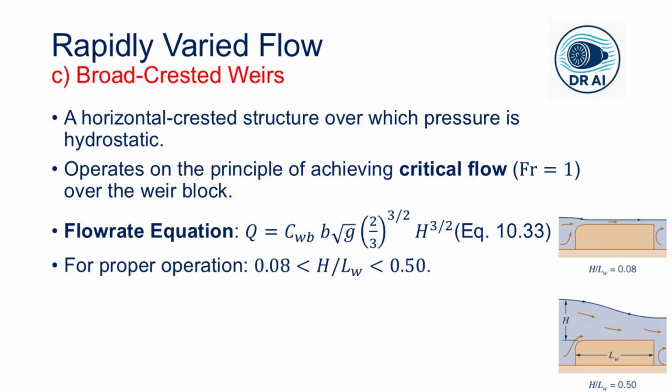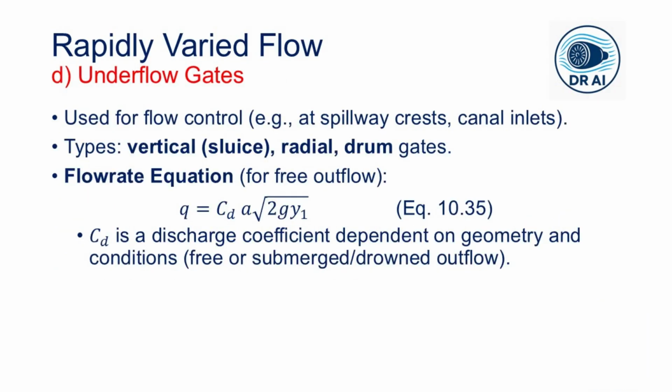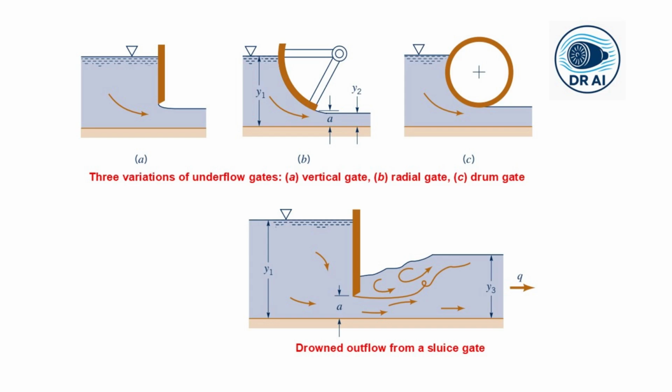Now, the broad-crested weir is robust and less susceptible to damage than a sharp-crested weir, making it very popular in field applications. So finally, let us look at the underflow gates, which are represented in this slide. These are the gates, vertical, radial, or drum, that control the flow by creating an opening at the bottom. Water flows under the gate as a supercritical jet.